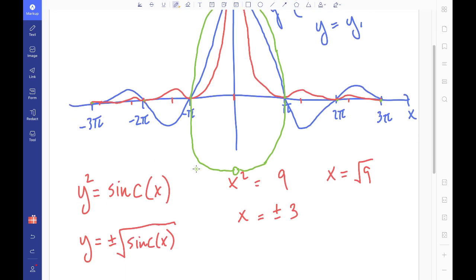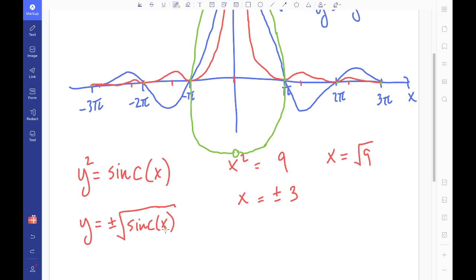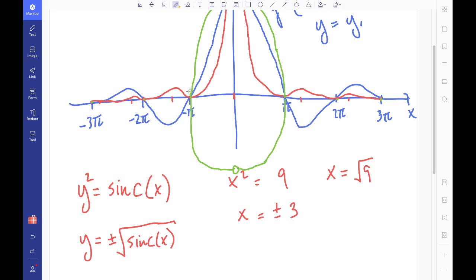Well, let's think about that. What is the value of sinc x in this range? It's negative. Can I do the square root of a negative number? No. Or I can't if I want a real solution that I'm going to plot on the xy plane. So this curve does not exist anywhere where sinc x is negative. So it doesn't exist here, doesn't exist here, and it won't exist past 3 pi and past minus 3 pi to minus 4 pi, or 3 pi to 4 pi.